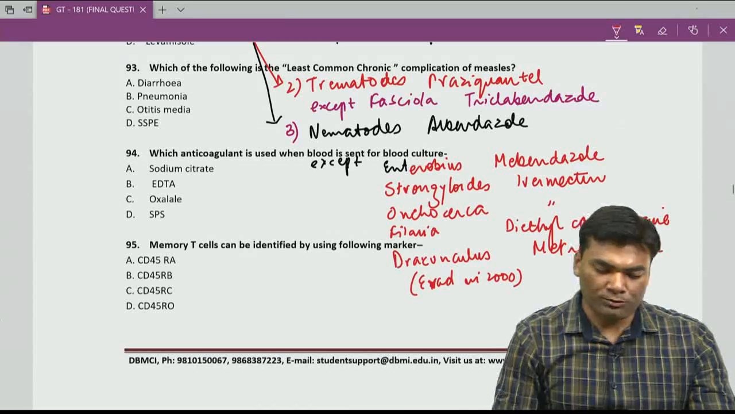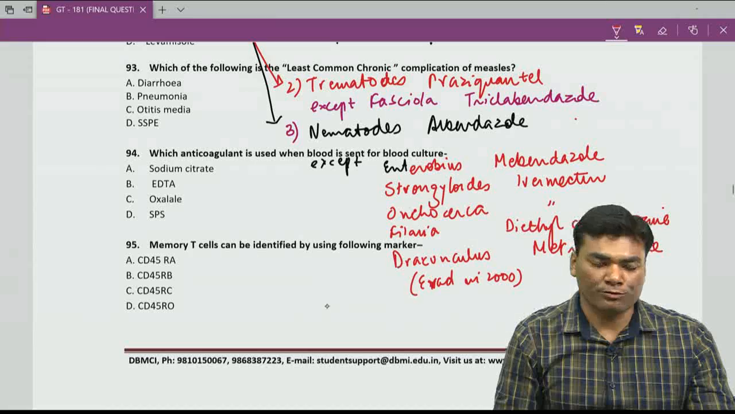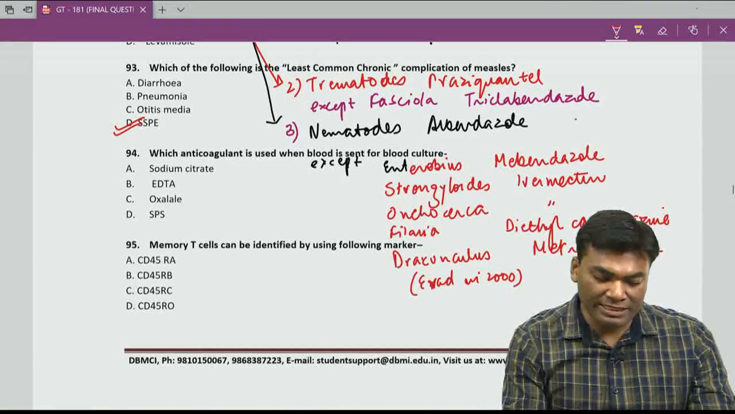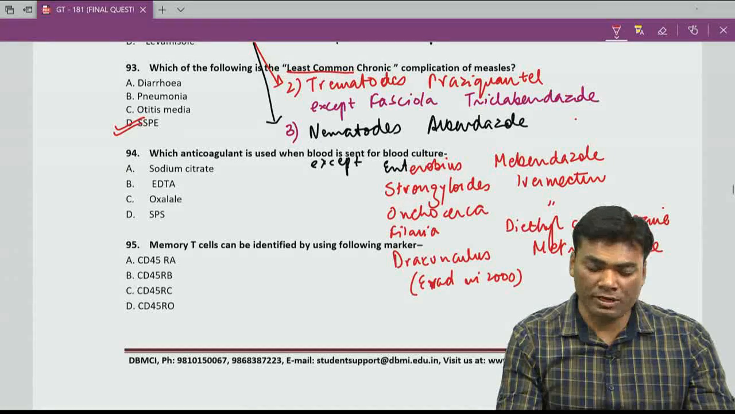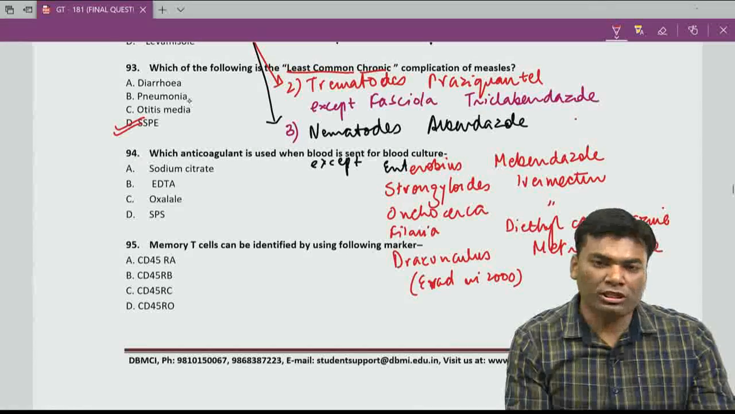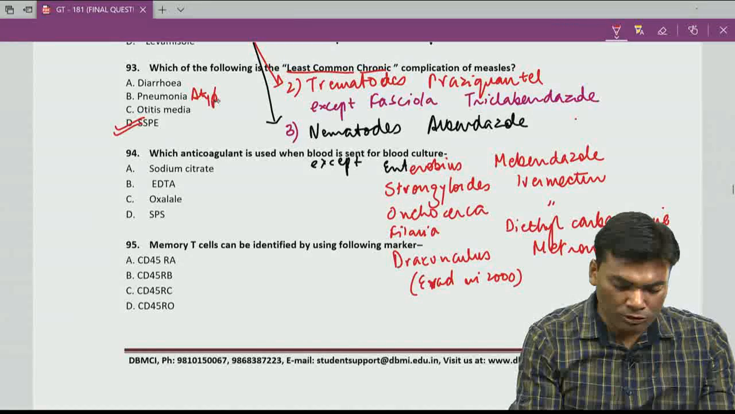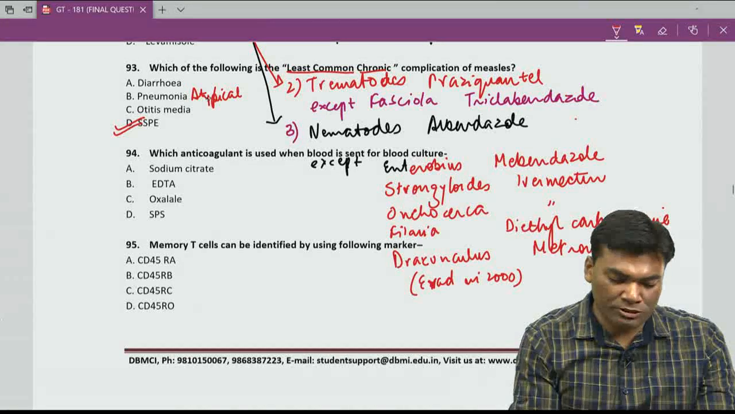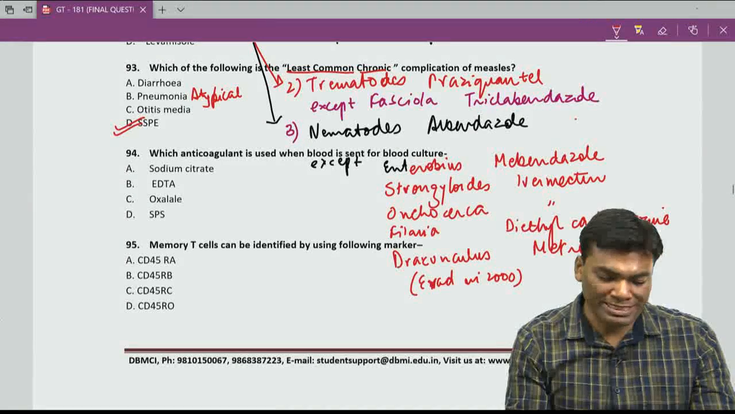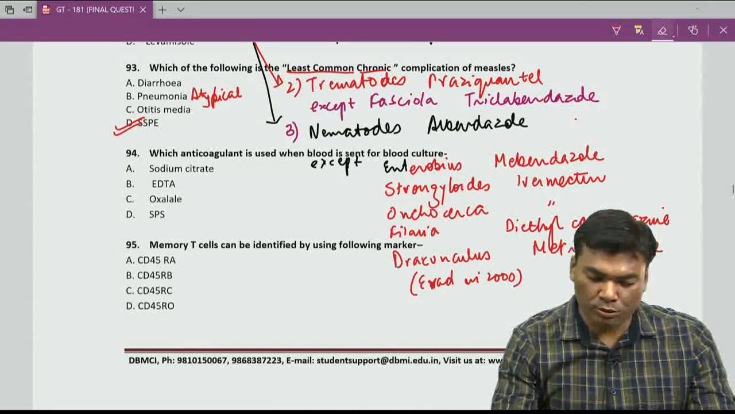Okay. So now we come to the next question, which is asking which is the least common chronic complication of measles. The answer is very obvious. It is SSPE. It is saying least common, right? So it has to be a very rare disease, one. Secondly, it has to be chronic. Now, diarrhea generally is not chronic in viruses. Pneumonia again is not chronic. Measles will cause atypical pneumonia, but it will not be a chronic pneumonia, right? Otitis media is also quite transient. So these are basically acute infections, right? But SSPE is a kind of slow virus. So what do you understand by this slow virus?